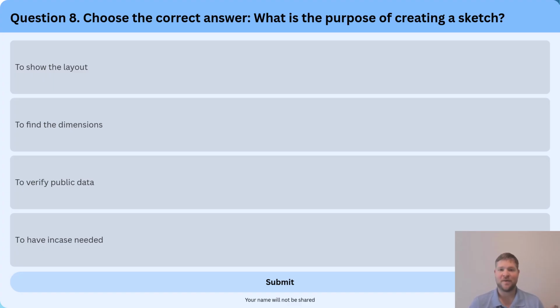Do you need to verify public data? I mean, no, that's not your job. You're not verifying a layout from the sketch, right? So why would you need to verify a sketch of the property, the layout of the property, like where the rooms are, when that's not already provided? If it's not provided in the public data, then you can't verify it. "To have in case needed" is not accurate. You will need it. It's not in case you need it. You will need it. It's to show the layout.